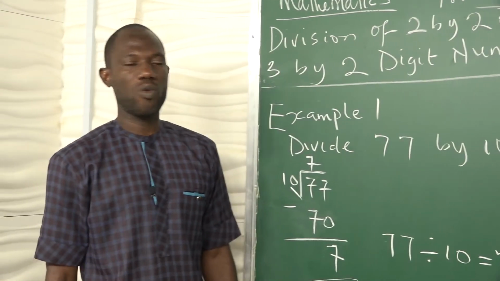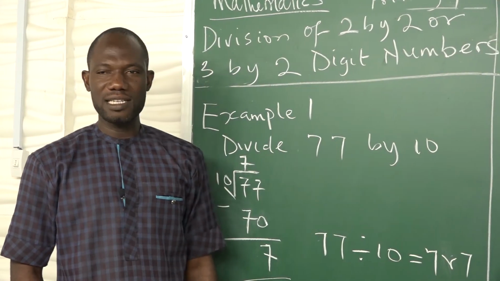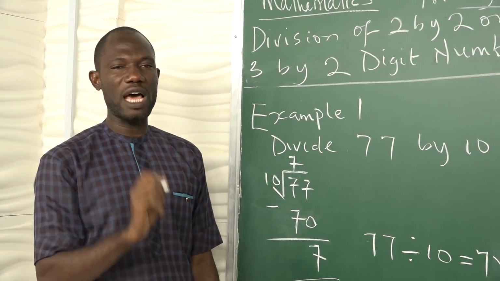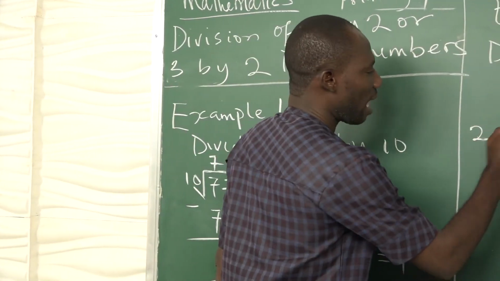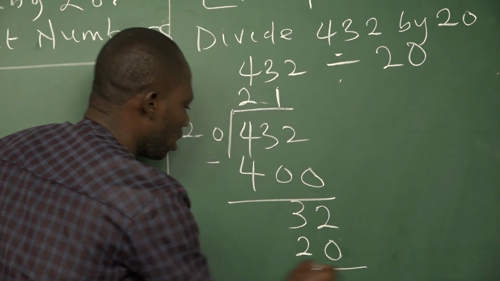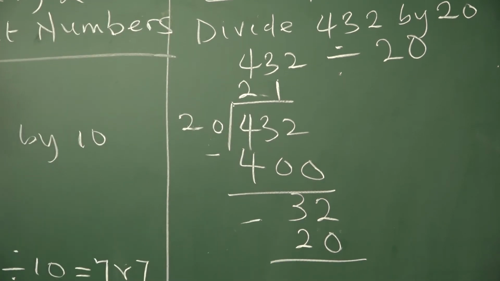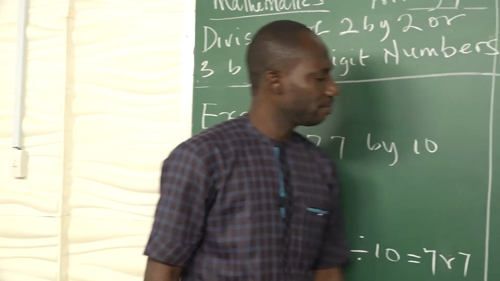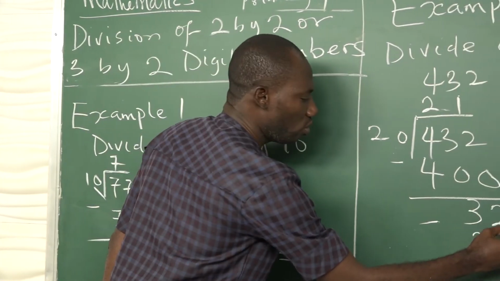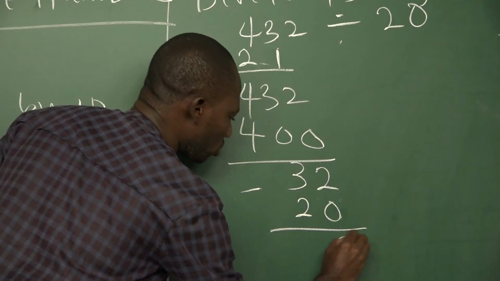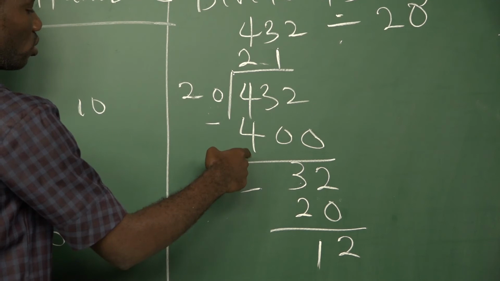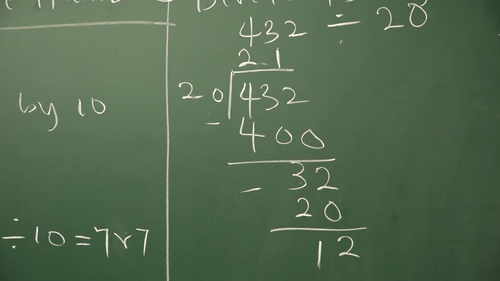The next thing is to multiply 1 by this 20 here. And in doing that, 1 times 20, remember, any number you multiply by 1 will give you that number. So 1 times 20 will give us 20. Again, we will do our subtraction. 2 minus 0 will give us 2. 3 minus 2 will give us 1. So 32 minus 20 is giving us 12.